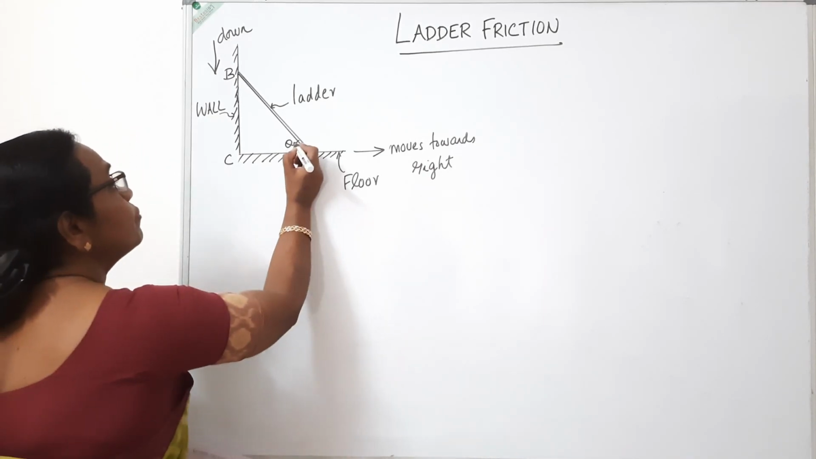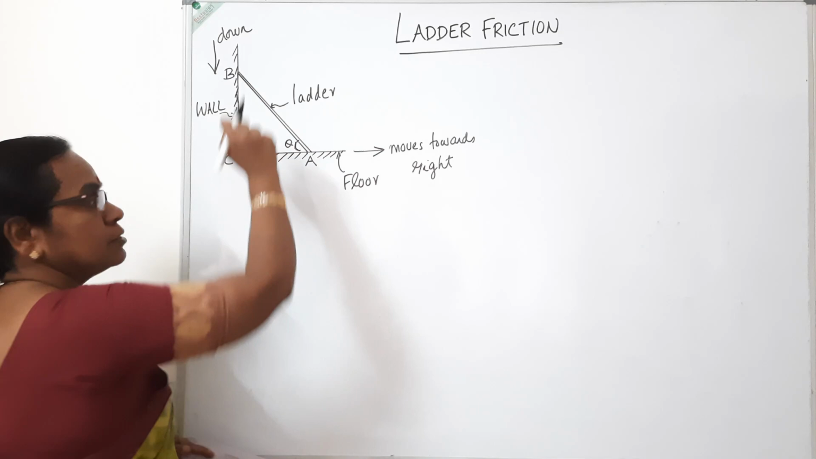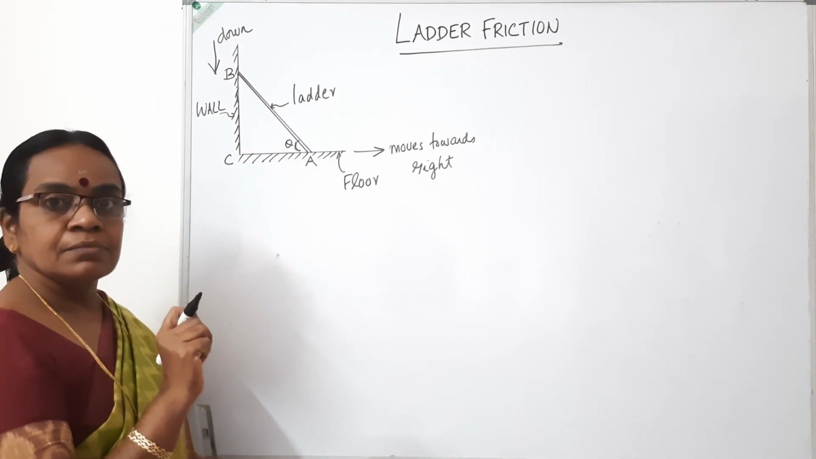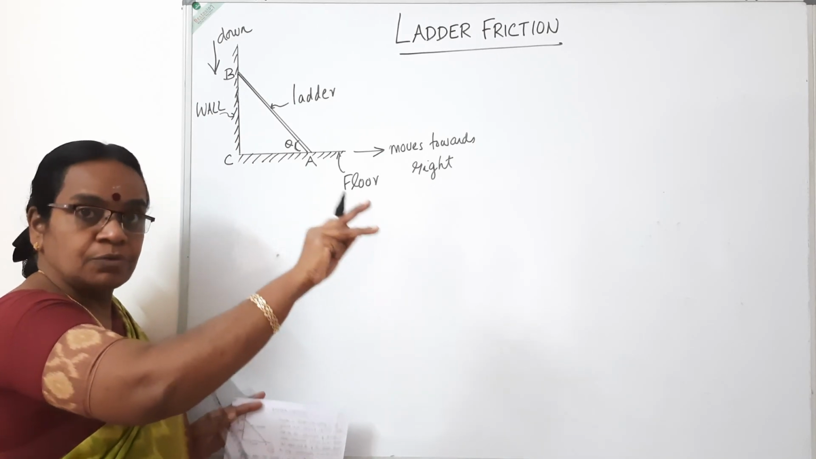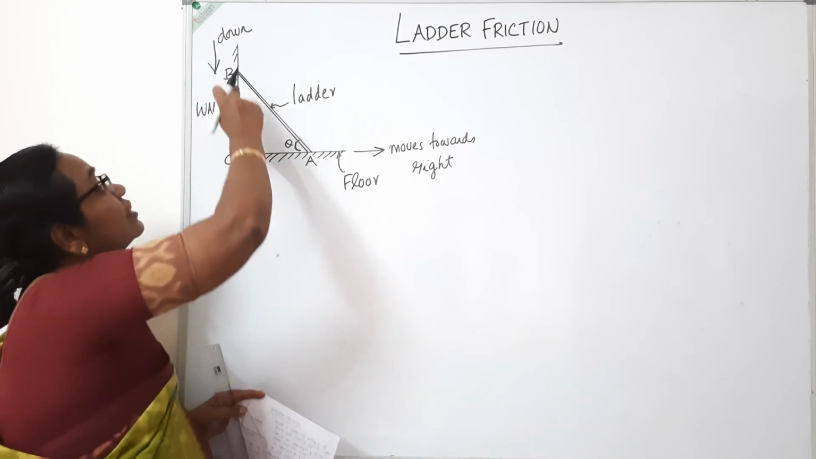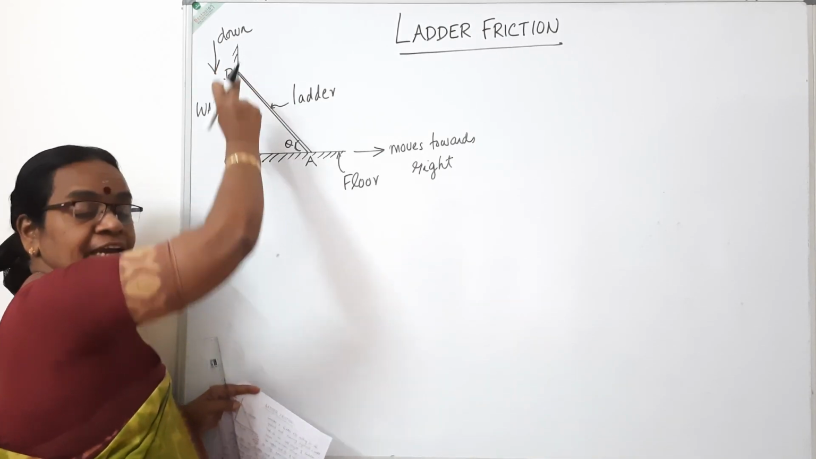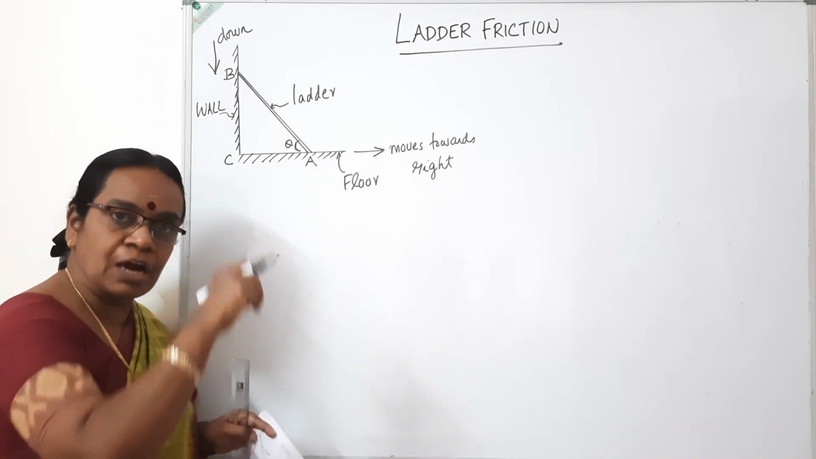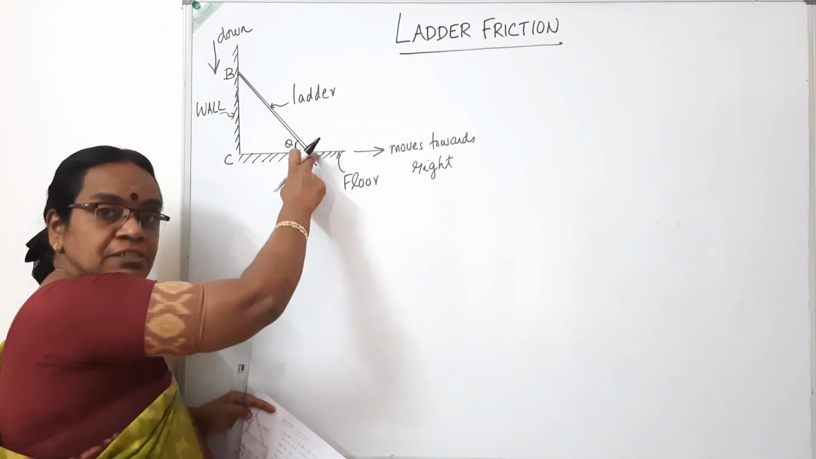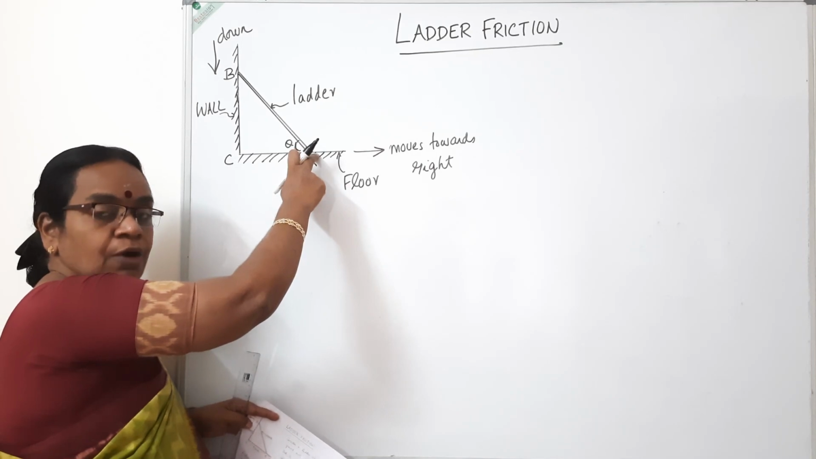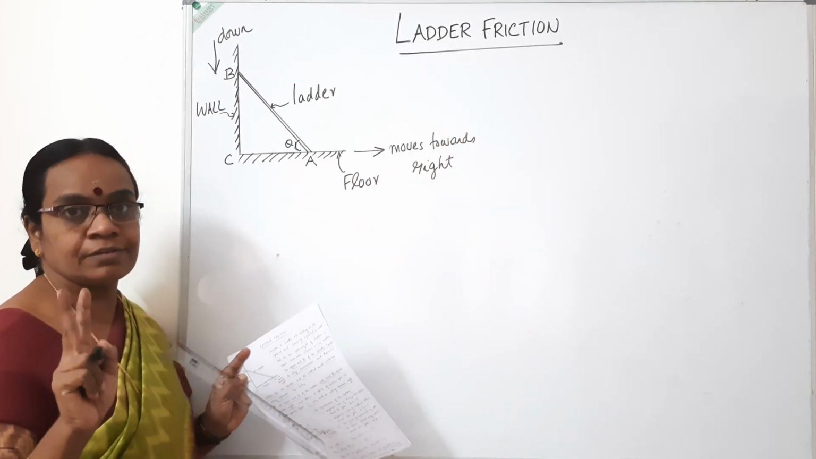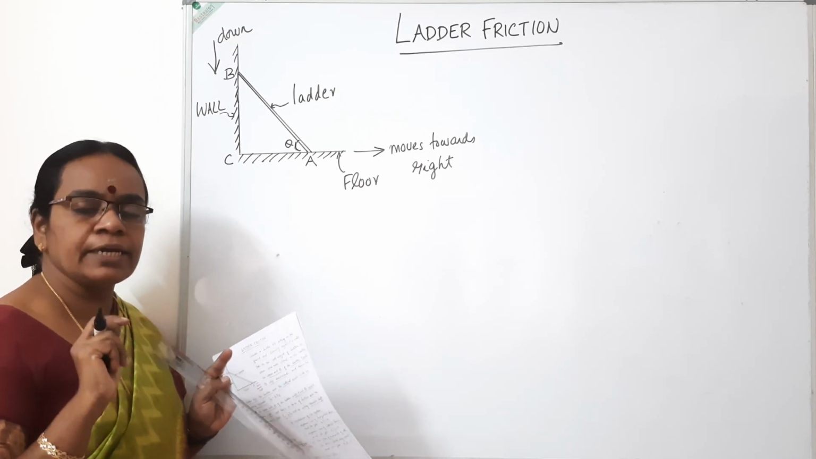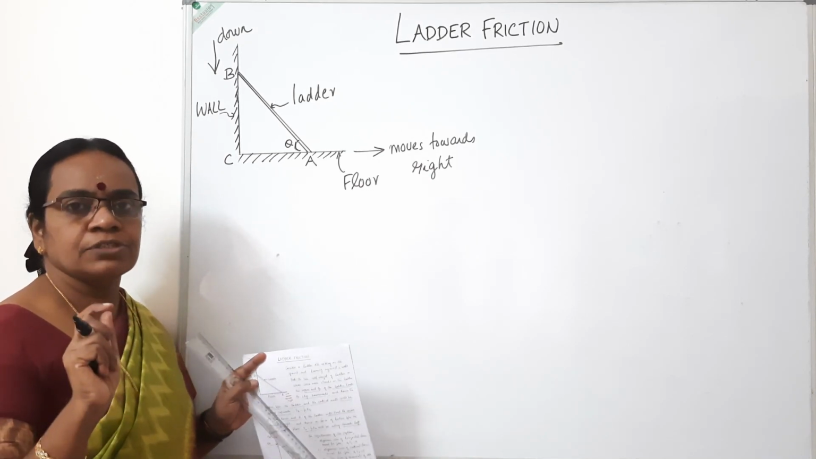Similarly, due to its self-weight or when a man climbs on it, it has a tendency to slip. Once it slips, what will happen? The upper end, the end which is in touch with the wall, will come down, and the end which is in touch with the ground will move towards right. So if you know these two facts, we can easily solve any example of ladder friction.